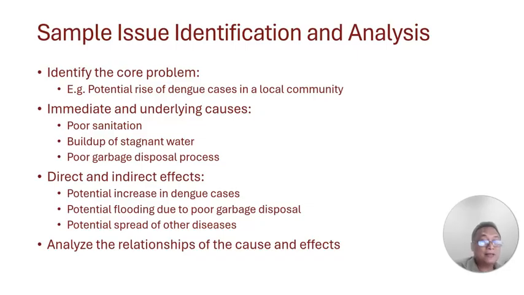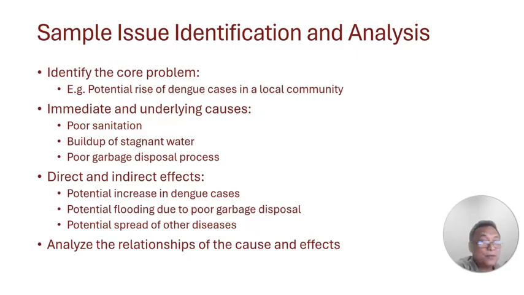What are the direct and indirect effects? Potential increase in dengue cases is one. Potential flooding due to poor garbage disposal is another. And potential spread of other diseases, among other issues that can be a byproduct of the underlying causes.